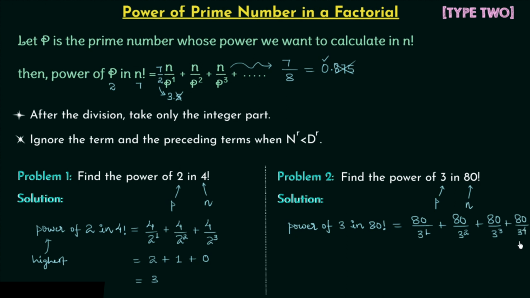80 divided by 3 power 4. 3 power 4 is equal to 81. 81 is larger than 80. Denominator is larger now. So we will stop here and we will perform the calculation.